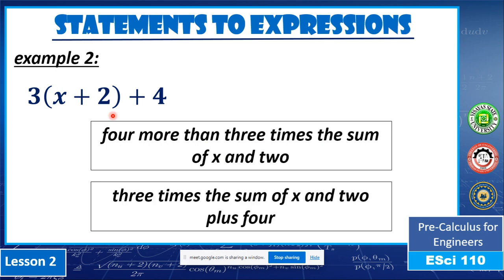You can also state this in this way. 3 times, so pwede, you can start on the first part, dito sa 3. So we have 3 times the sum of x and 2 plus 4. So parang ganun lang, plus lang. So plus 4. So simple as that. It is still accepted.